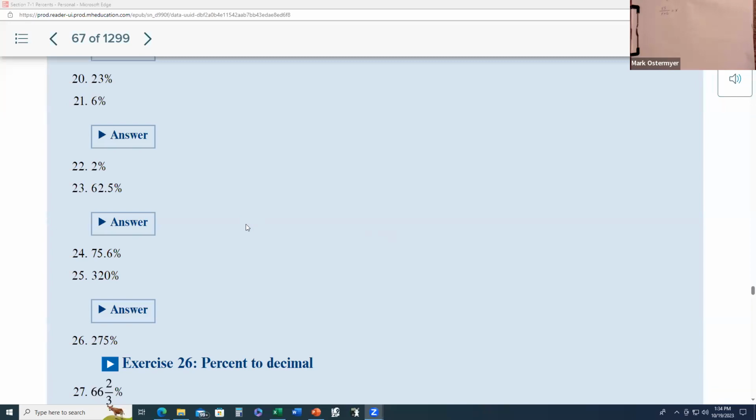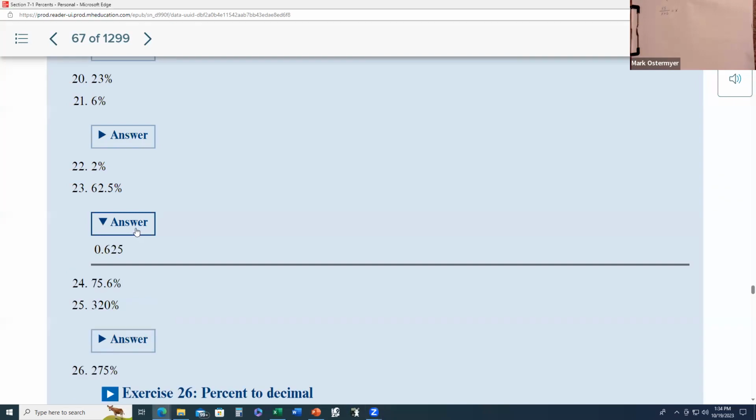All right, so 62.5%, we're going to turn into a decimal: shift the decimal point 2 places left, drop the percent symbol. So it's going to be 0.625. We good on that?